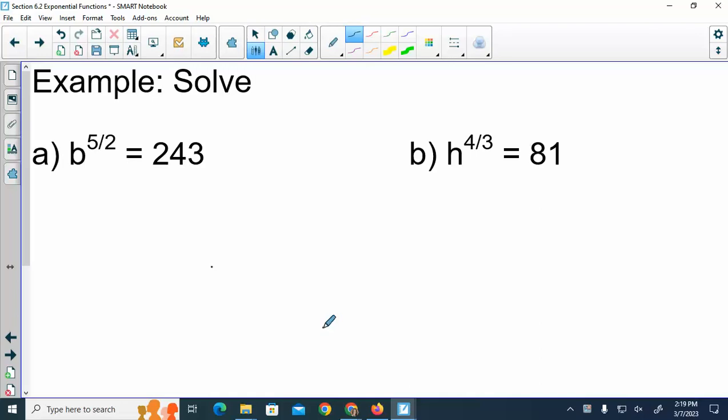Exponential function? No, exponential functions is when the variable is in the exponent. So this isn't a true exponential function, but we can still solve it all the same. How would you rewrite b to the 5 halves?